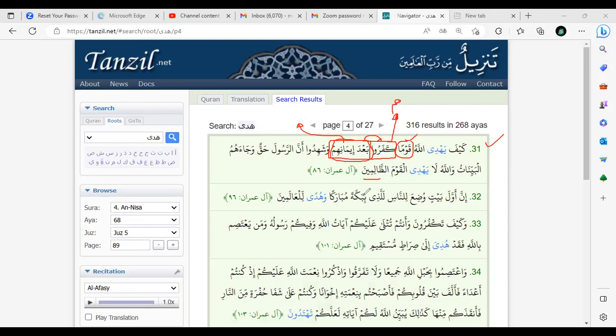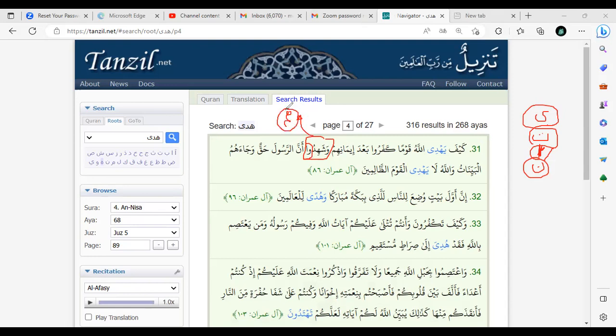Now, if we move next, wa shahidu. This shahidu is which fail? Mudare. No, sorry, madi. What happened to you, Aisha? Remember, fail mudare has identification: ya, ta, alif, noon. Do you find any of these there? No. Then why are you confused? Shahidu, and this waw alif is fail madi. What is fail? Hum. Shahida means to witness. How will you translate? And they witnessed.